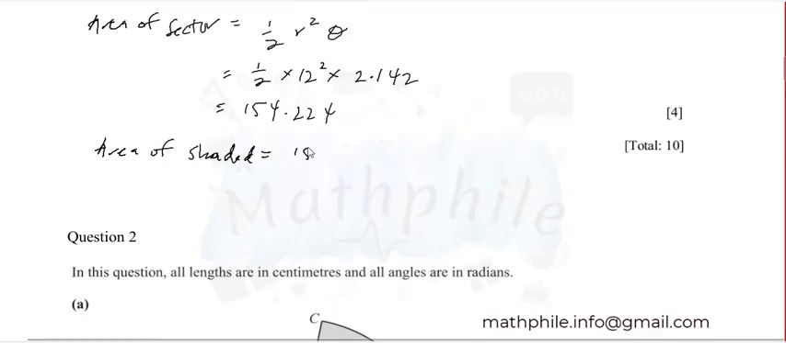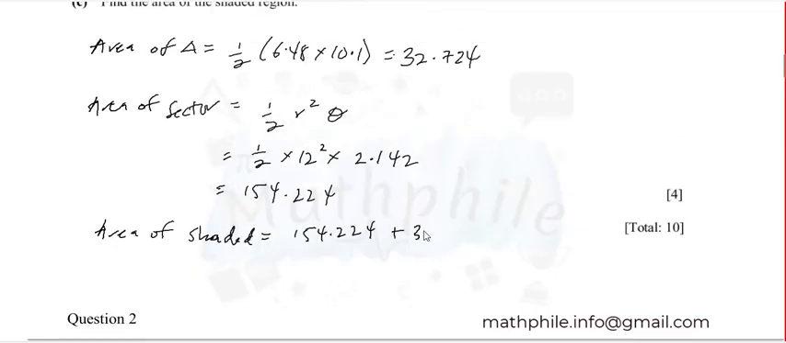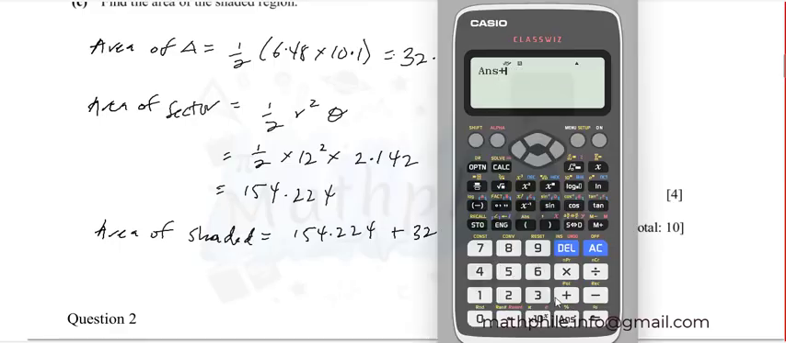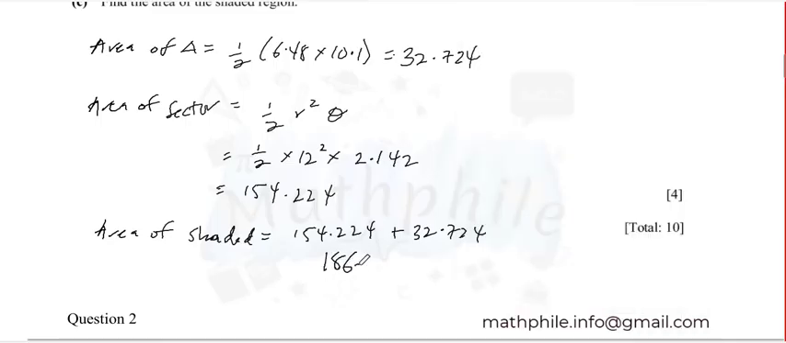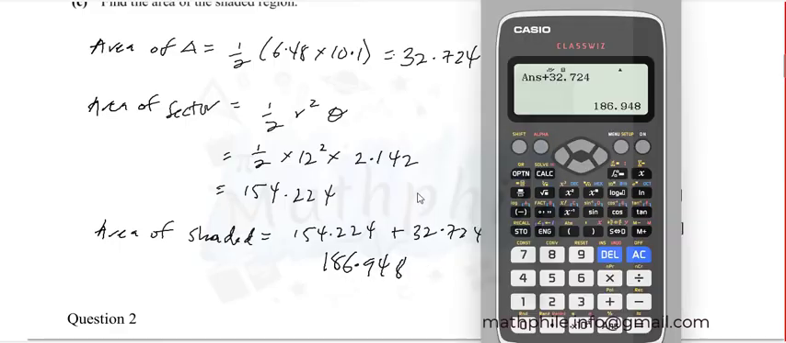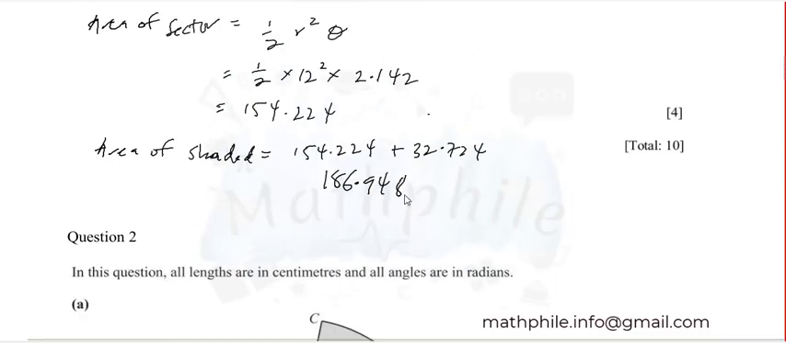is going to be 154.224 added to 32.724. This gives you 186.948. So that's the first answer to the question. So 10 marks for this.